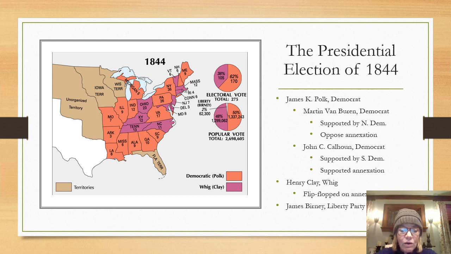Okay, so this is how the election played out. James K. Polk wins the Electoral College by 62%. He only gets 50% of the popular vote. What I want you to notice here, though, Clay, he gets 48. Poor Clay, he never became president. But Birney of the Liberty Party gets 2% of the vote. This is kind of a sign of things to come.